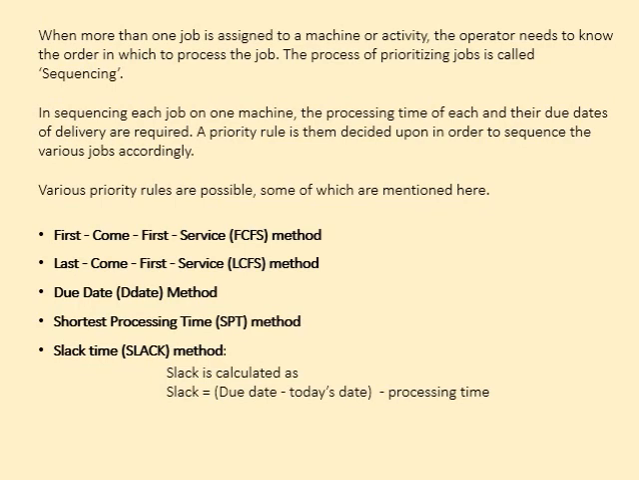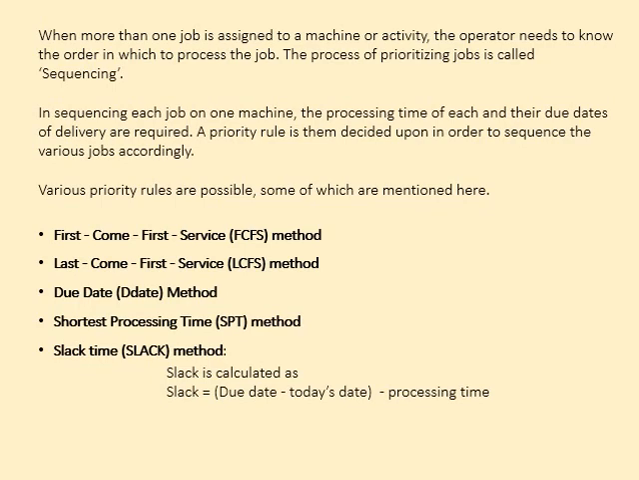Number 2, last come, first serve method. Jobs are sequenced according to their dates of arrival. The job order received in the end is scheduled at the beginning of the sequence. The job order received the earliest is scheduled at the end of the sequence.